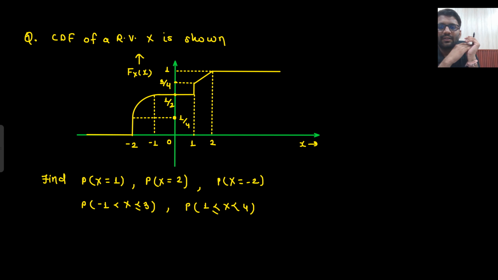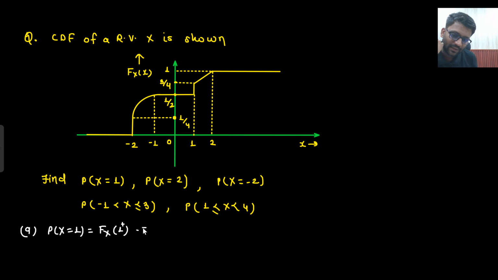Let's see this question. The CDF of random variable X is shown. You need to find the probability at x equals 1, x equals 2, x equals minus 2, and then in these ranges. So quickly let me know the answer. Probability at x equals 1. What would that be? Fx of 1 plus minus Fx of 1 minus.